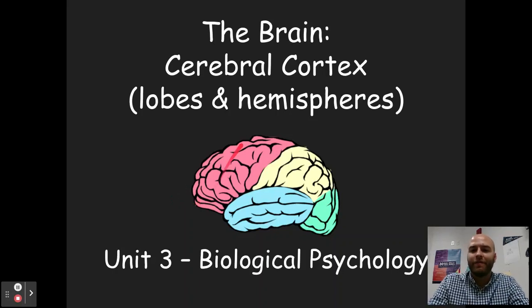This is our final video of the brain and our final video of Unit 3 of Biological Psychology. This video is going to focus in on our more recently evolved brain structures, more specifically the cerebral cortex and the lobes and hemispheres that make it up, and all the information that goes with it. This is what separates us from all other species in terms of intelligence. So we're going to get to it and talk about that.